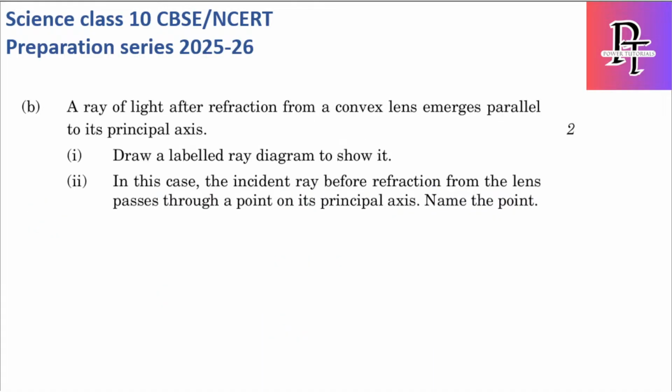Let's move to the next one. A ray of light after refraction on a convex lens emerges parallel to the principal axis. Draw a ray diagram. Again the same type of question, but here it is not a concave lens, it is a convex lens. Okay, so let's draw the convex lens.